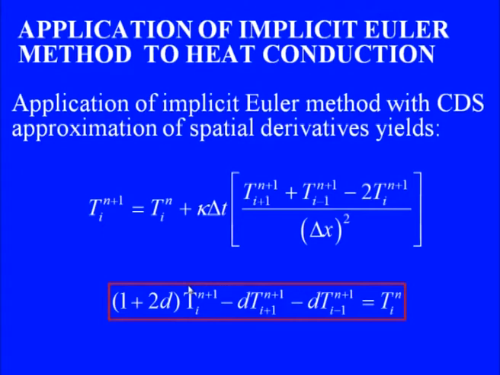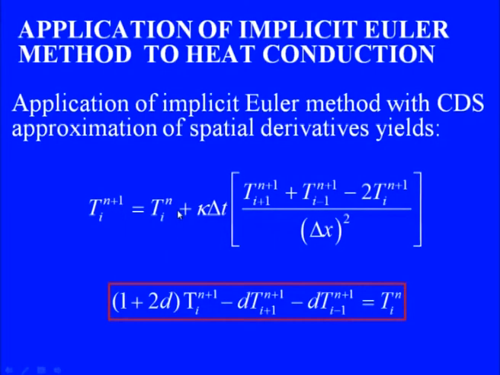Now let us move on to some implicit methods, and let us apply our backward Euler method to the two problems which we have discussed. So first, application of implicit Euler method with central difference scheme for a spatial derivative for our heat conduction equation. So we had Ti^(n+1) is equal to Ti^n plus kappa times delta t, (Ti+1^(n+1) plus Ti-1^(n+1) minus 2 Ti^(n+1)) divided by delta x square. Introduce our diffusion number.